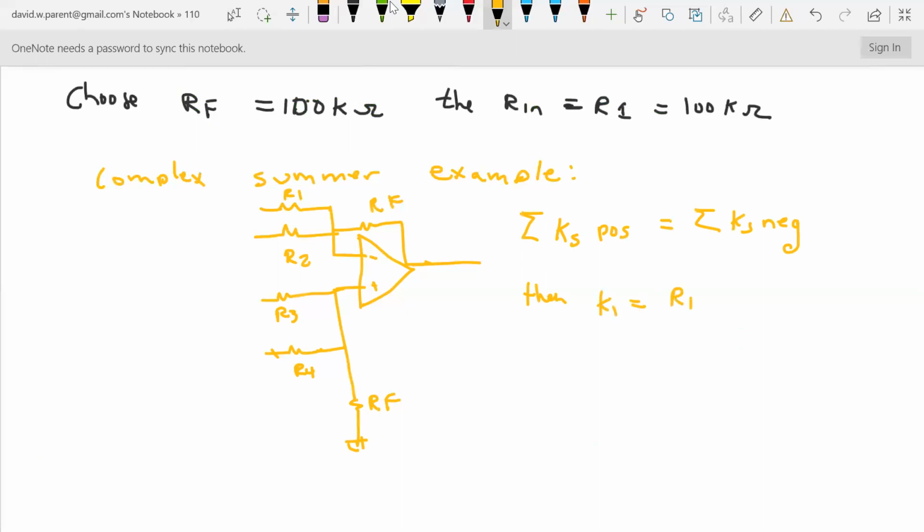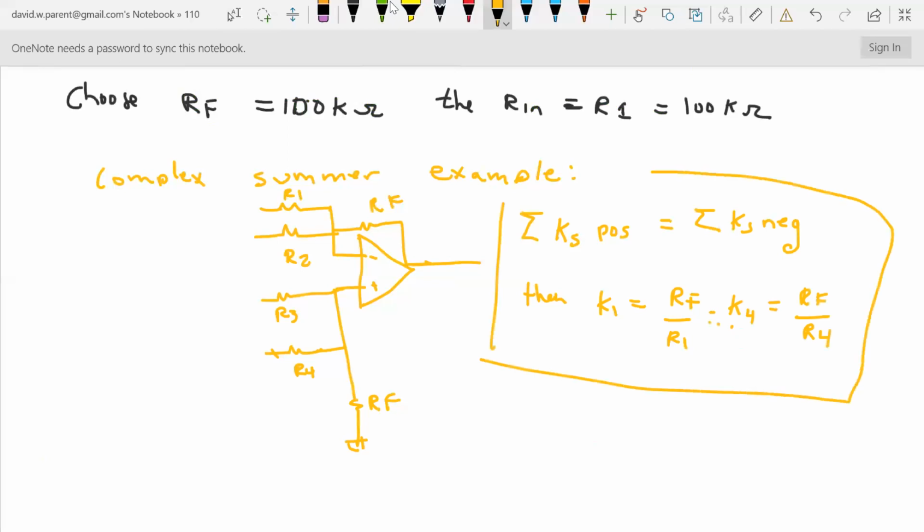K1 would equal RF over R1, dot, dot, dot, K4, dot, dot, dot. All right. That's the relationship you need. What you need for the project and the notch filter and some certain things in lab and homework.